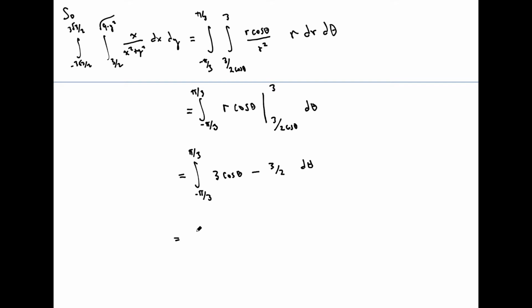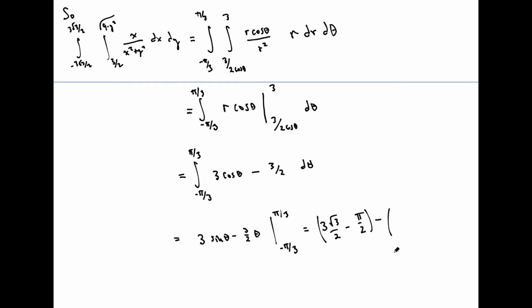Then we take this home. The antiderivative here is going to be 3 sine of theta minus 3 over 2 theta. Pop in plus and minus pi over 3. Sine of pi over 3 is root 3 over 2. So I'll get 3 times root 3 over 2 minus 3 over 2 times pi over 3. That should be pi over 2.